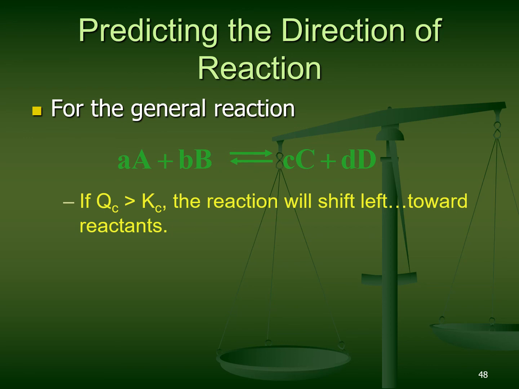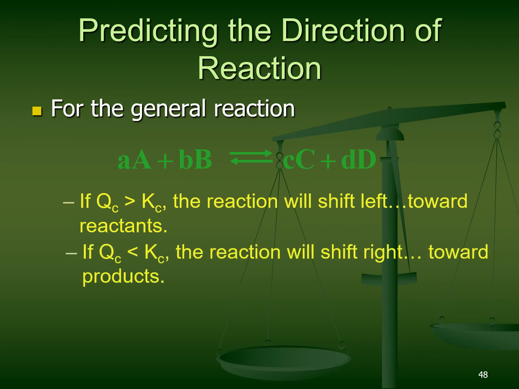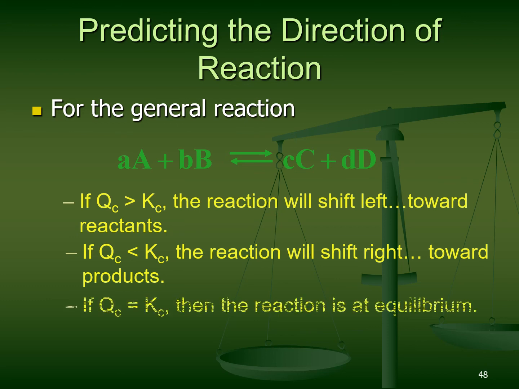If Q is less than Kc, that means the value has to get bigger to get to its set point. So to get bigger, we have to put more in the numerator. That means the reactants will decrease and the products will increase. So this reaction will shift toward products to get to equilibrium. Of course, if Q equals K, then we do know we're already at equilibrium.